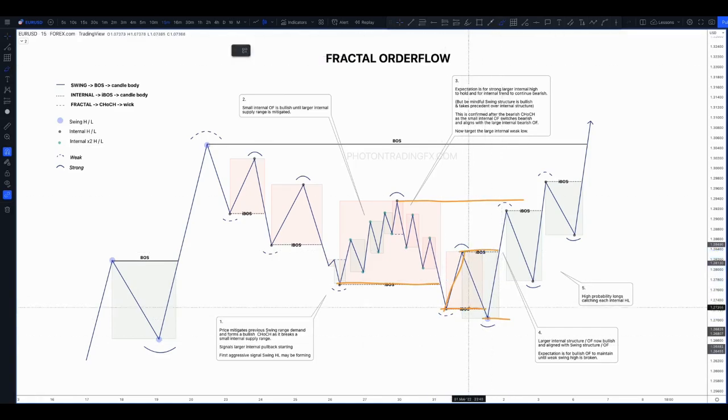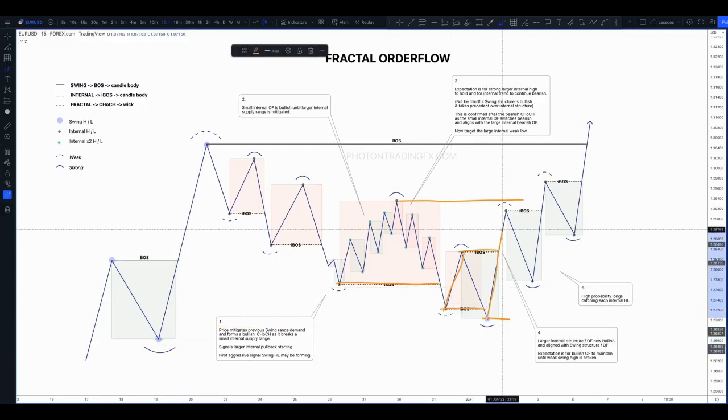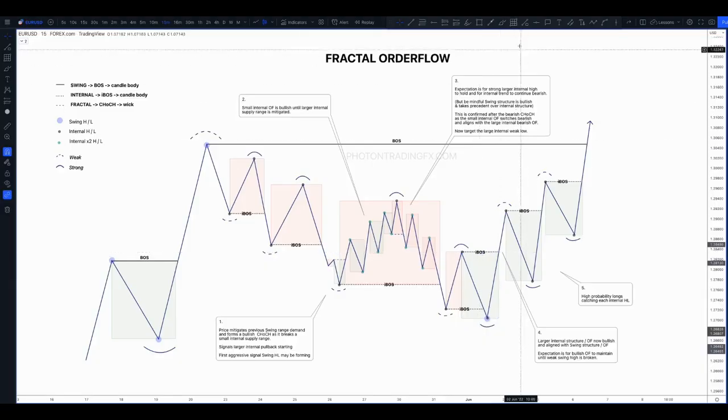But then what happens is we mitigate maybe some extreme demand within here, and then we get a bullish break of structure to the upside, right? So now the internal structure, get rid of all these lines, has now shifted bullish at this point here, and this is now where the larger internal structure has shifted bullish, but the larger bearish order flow is now bullish, right? It's the exact same thing. Where you get that internal break of structure is essentially where the order flow then shifts.